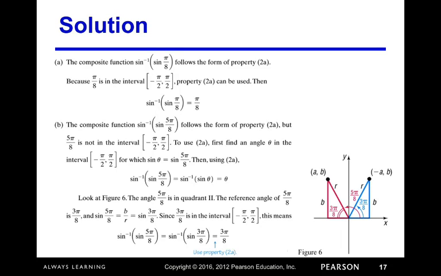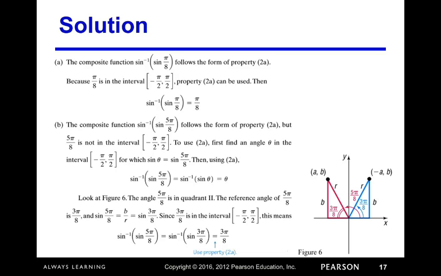So if you look at this, we're going to look at A, the solution set. The composite function, pi over 8, is in the interval between negative pi over 2 and pi over 2. So the angle that has a sine of pi over 8 is pi over 8. Okay. Now the next one, though, let's think about that.